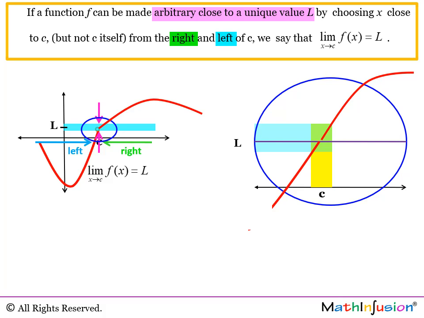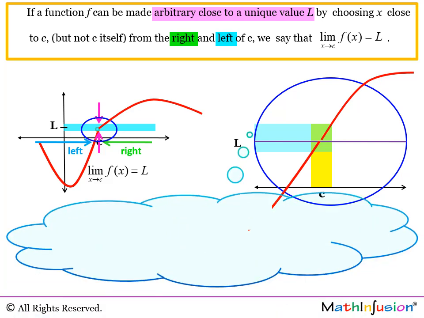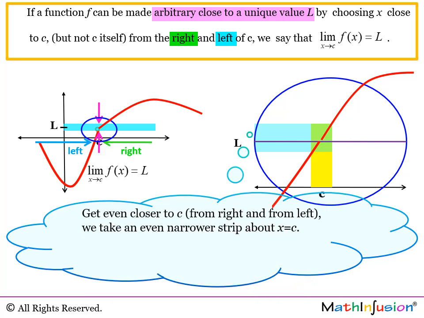What happens if we shrink more about the c? This stripe is getting narrow. But also, the stripe about the L is now getting narrow. If we can do this as many times as we like, shrink more about the c, and as a result get a slimmer and slimmer stripe about y equals L, it means that the limit exists.